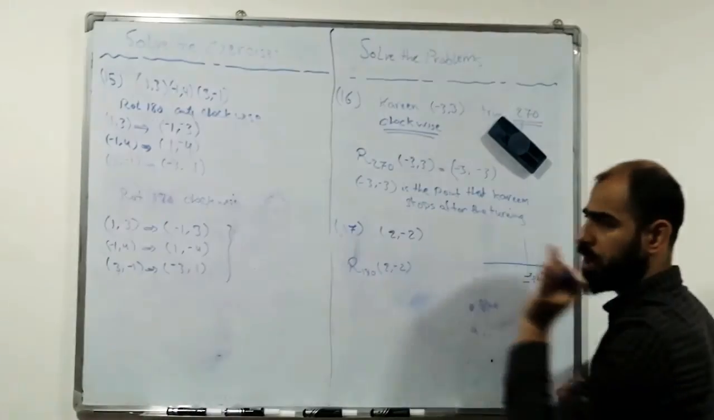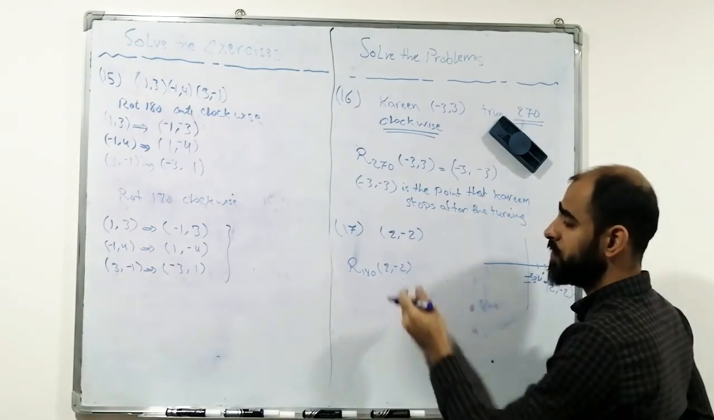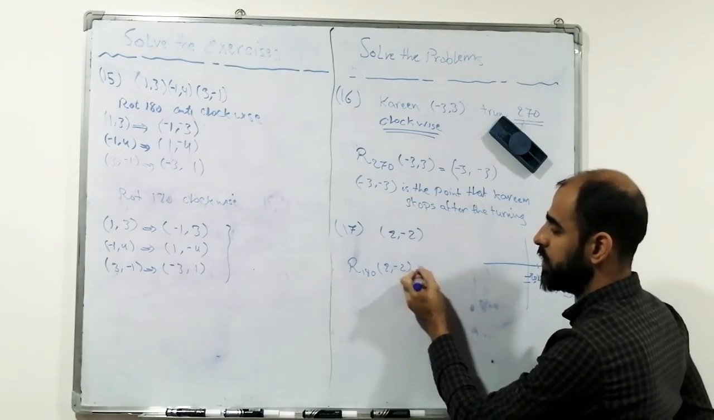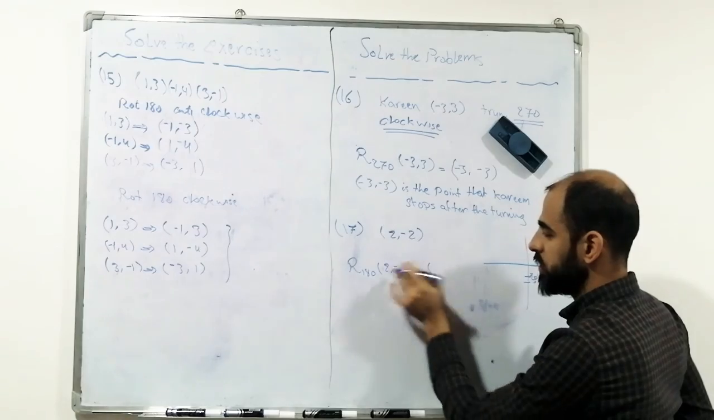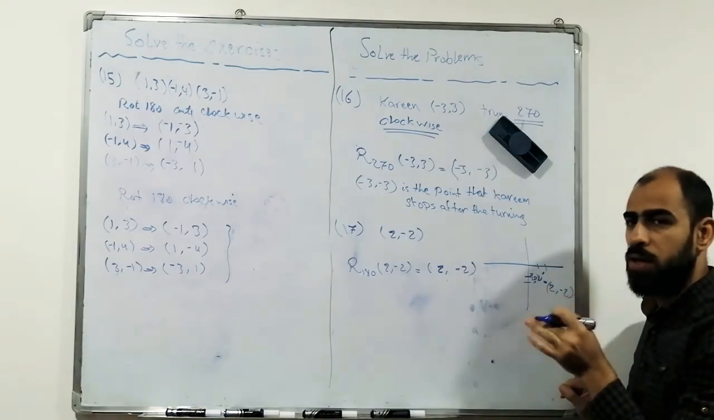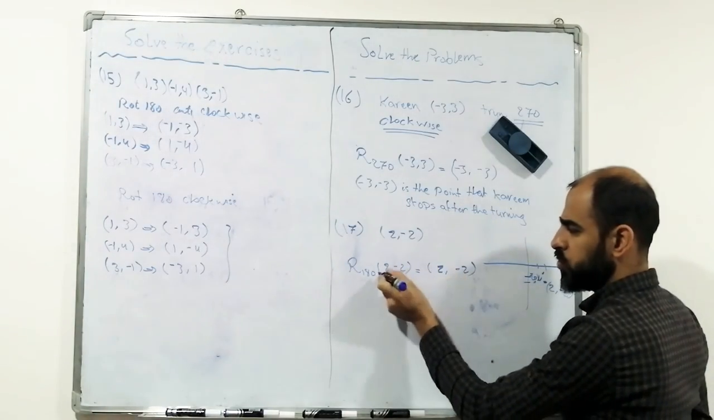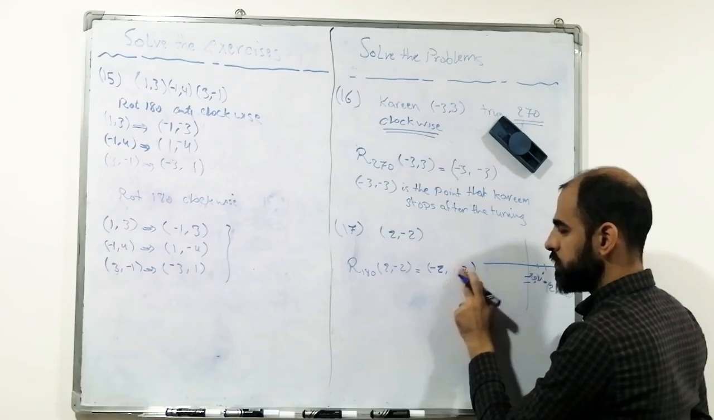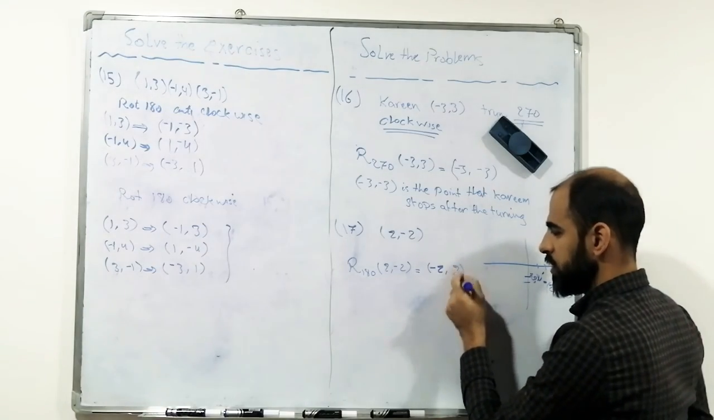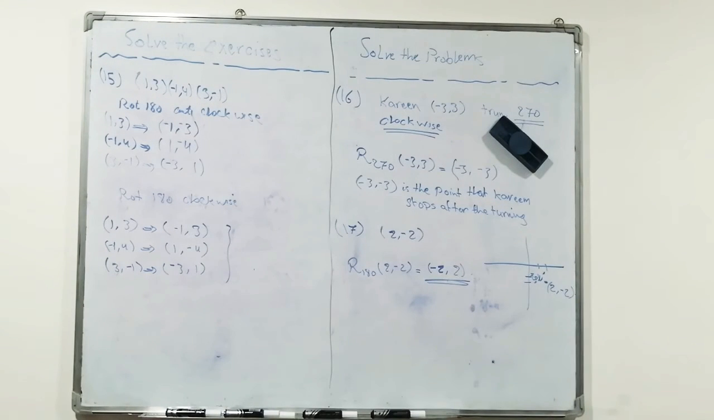For 180 we have the same rule. If the rotation is 180 degrees clockwise or anti-clockwise, we said it is the same rule. x and y stay as themselves, the 2 and the -2 stay in their place, but we have to change the sign of both parts. So 2 will become -2 and -2 will become 2. So this is the new point of the refrigerator after the moving.